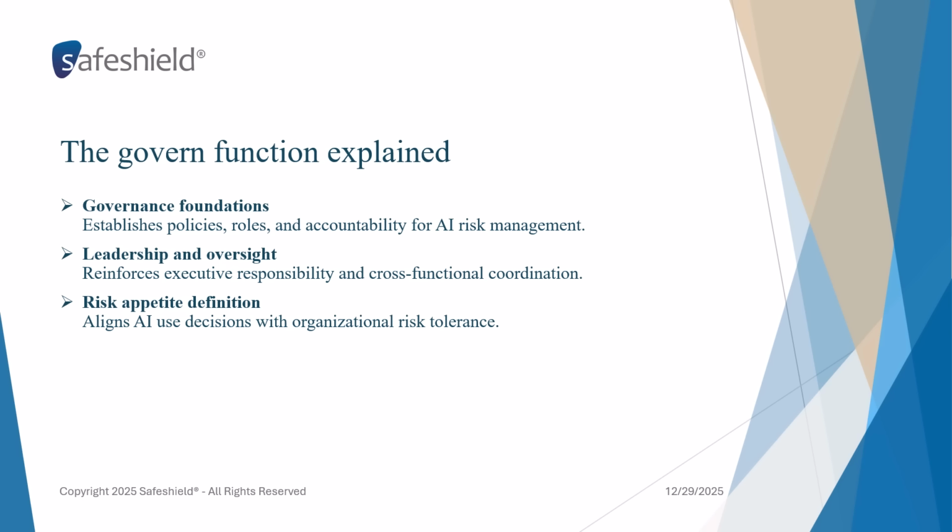Key outcomes of the govern function include defined AI risk management policies, clear accountability structures, documented roles and responsibilities, and leadership commitment. Governance mechanisms ensure that AI-related decisions align with organizational values, legal obligations, and risk appetite. The govern function emphasizes the importance of cross-functional collaboration. Effective AI governance requires coordination between technical teams, legal and compliance functions, risk management, human resources, and executive leadership. Governance structures should support escalation, review, and approval processes for high-risk AI use cases.